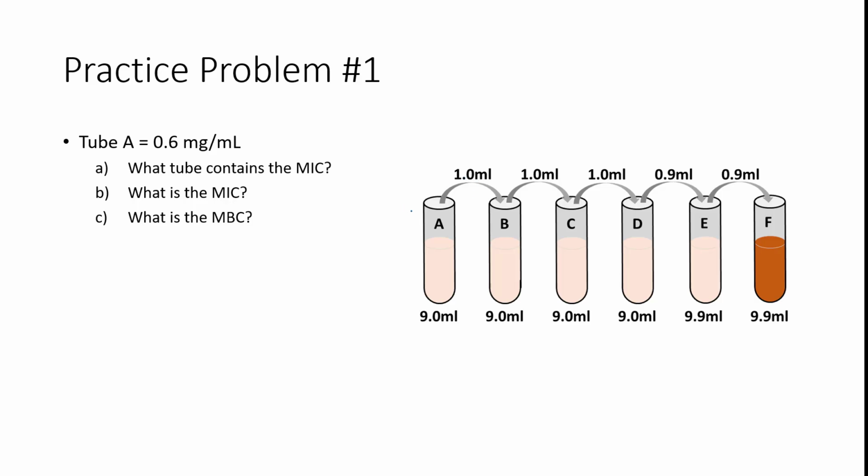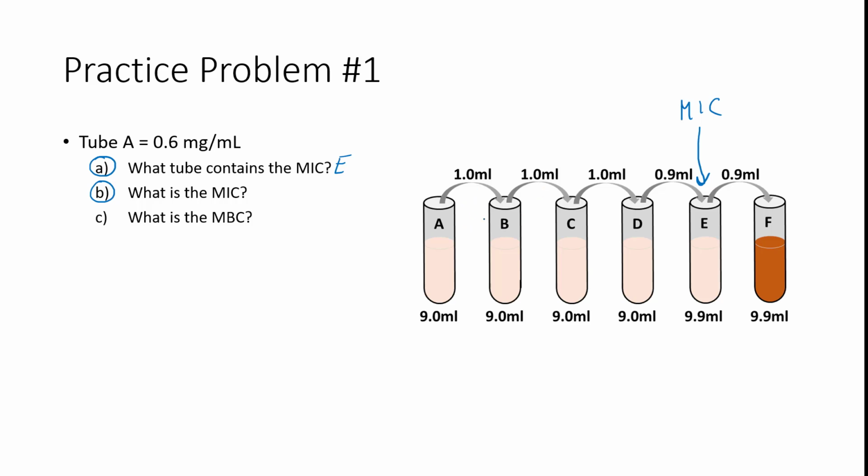So in tube A, we know the starting concentration, which is 0.6 mg per mL. To answer the question, what tube contains the MIC? It's the tube that contains the lowest concentration where there was no growth, and that is here in tube E. So tube E contains the minimal inhibitory concentration. Now we've got to figure out what the MIC is. To do that, we have to figure out what the total dilution factor is from tube A to tube E.